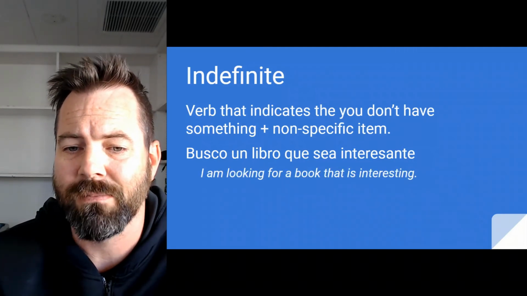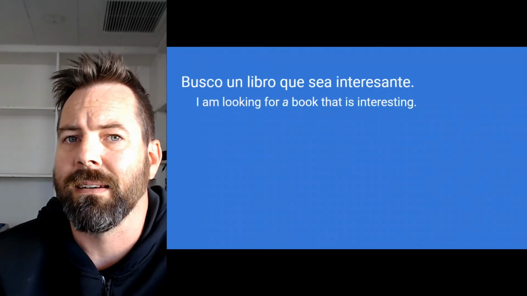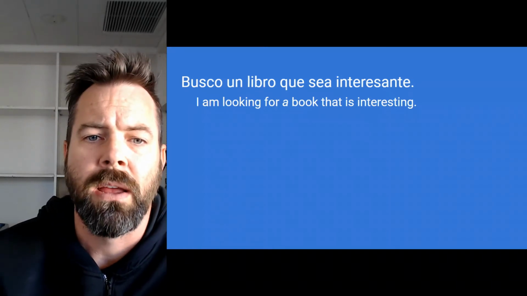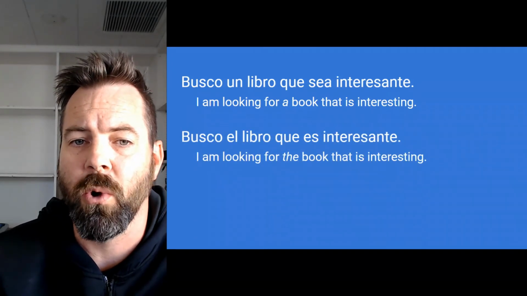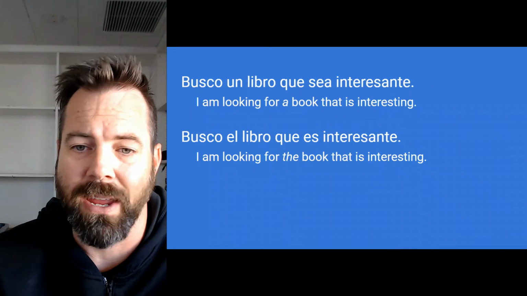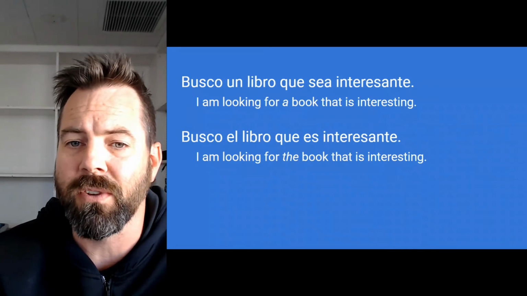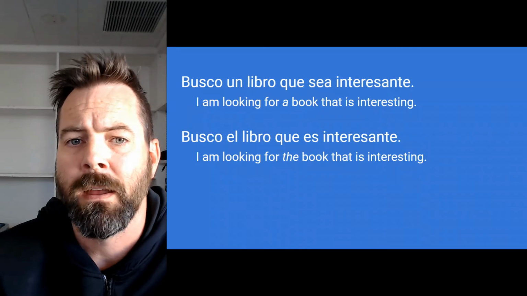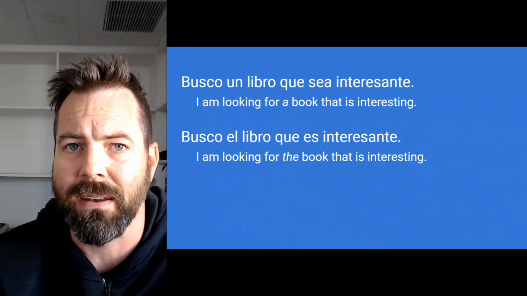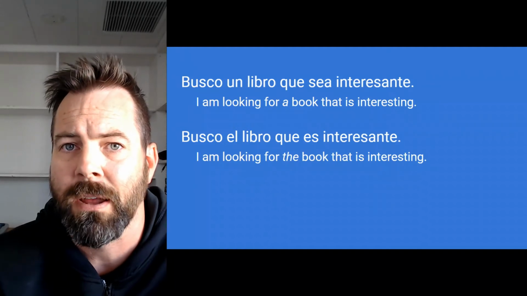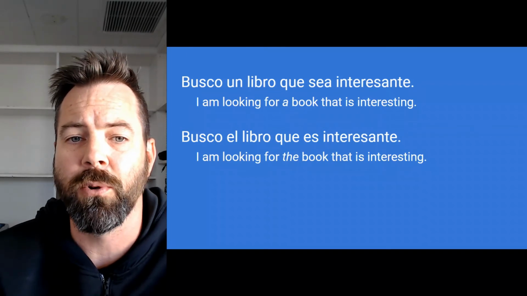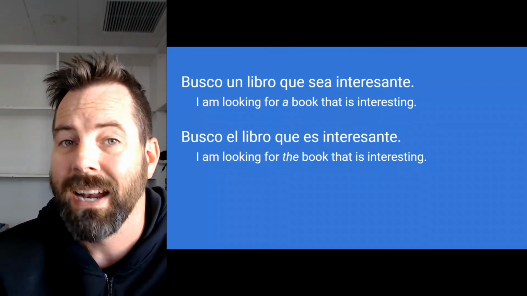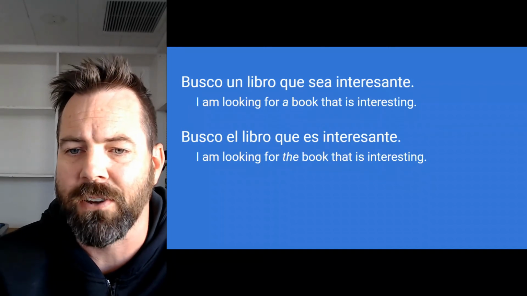Now, if you change that, you're going to get different grammar results, right? So busco un libro que sea interesante. Change one word. Instead of busco un libro, busco el libro que es interesante. The difference between those two sentences is that in the first one, there isn't a specific book in mind. You don't have it, and there's no specific book. So both of those two things together make it subjunctive. You change one, and you change your whole sentence. So instead of busco un libro, if I change to busco el libro, now it's a specific book, and I don't need to use subjunctive with it.